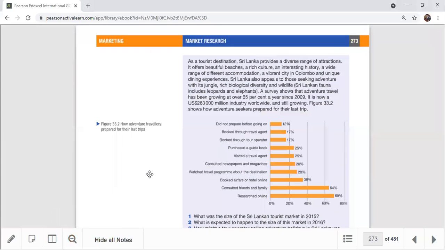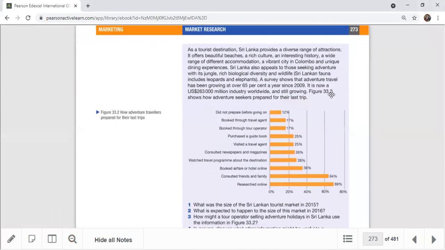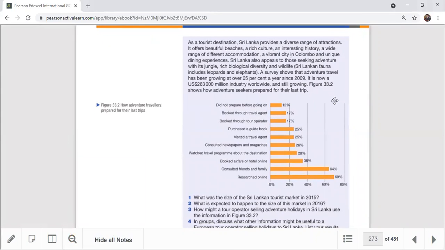As a tourist destination, Sri Lanka provides a diverse range of attractions. It offers beautiful beaches, a rich culture, interesting history, a wide range of different accommodation, a vibrant city in Colombo, and unique dining experiences. Sri Lanka also appeals to those seeking adventure, with jungle, rich biological diversity, and wildlife. The Sri Lankan fauna includes leopards and elephants.